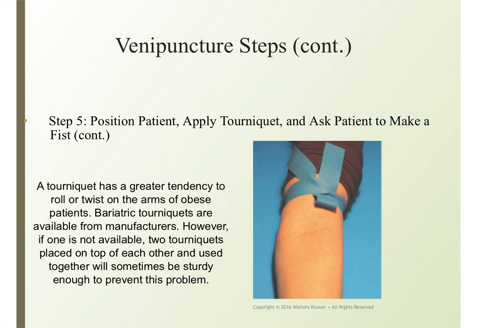So a tourniquet has a greater tendency to roll or twist on arms of people who are larger, okay? And we call the tourniquets that are for those people bariatric tourniquets. Those are typically not available. Two tourniquets placed on top of each other will sometimes be sturdy enough to prevent the problem. And I will show you what that looks like in the lab, okay?